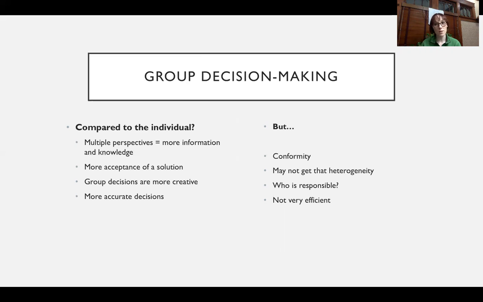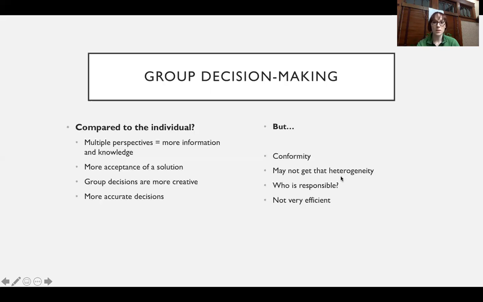Group decisions are also more creative. This relates to this idea of multiple perspectives, that when you bring in different viewpoints, you do get more creativity. And because you have multiple different sources of knowledge, your decisions then tend to be more accurate. You're not relying on a single source of information, rather you're relying on multiple complementary sources of information that can optimize your decision making and make it more accurate.